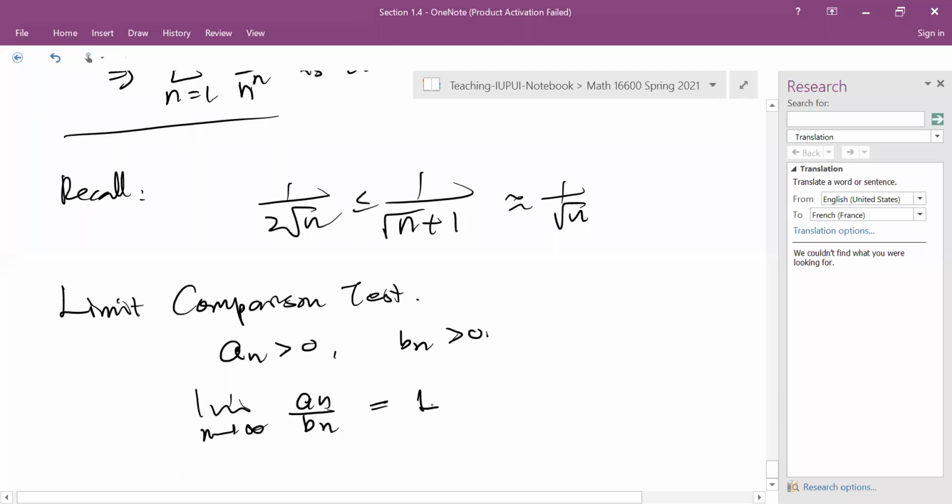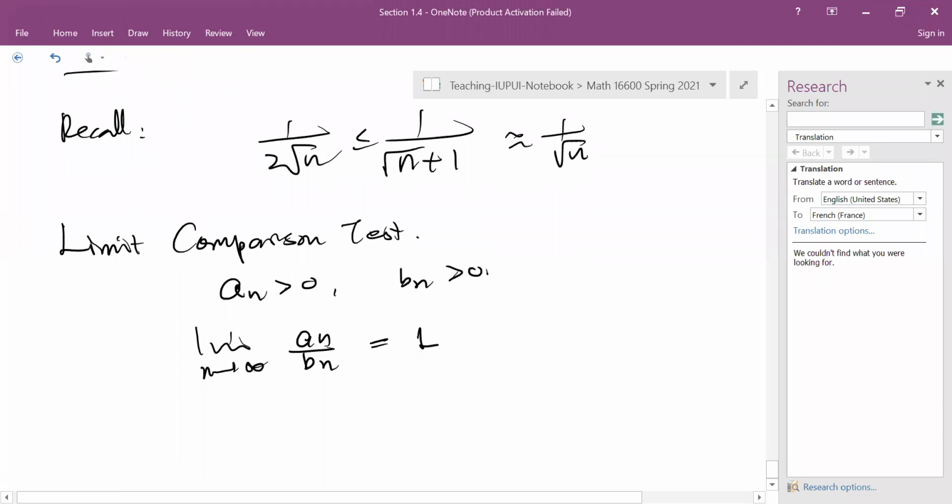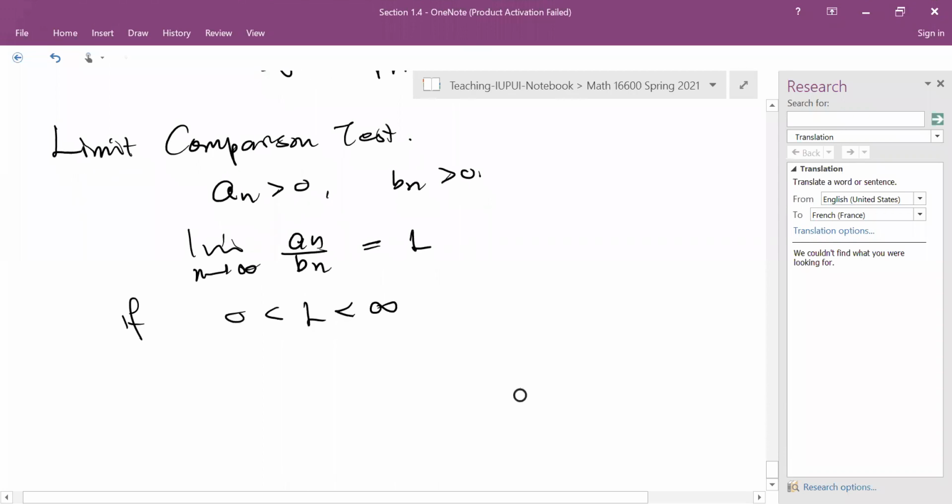Okay, we assume that this is L. The first case is that L is positive and finite. Then these two series have the same convergence. Okay, you know why?